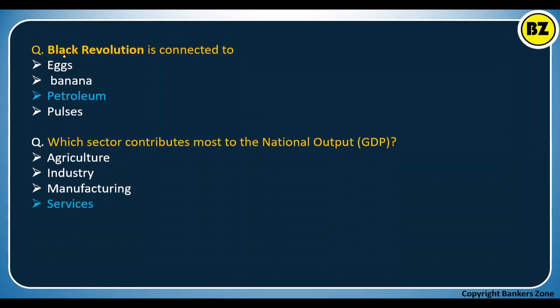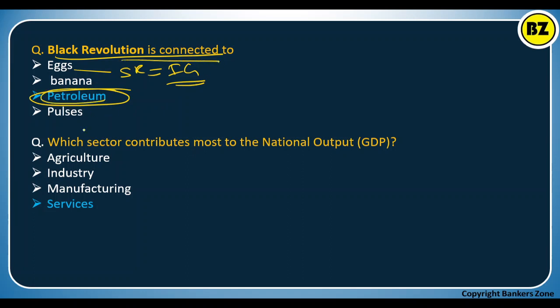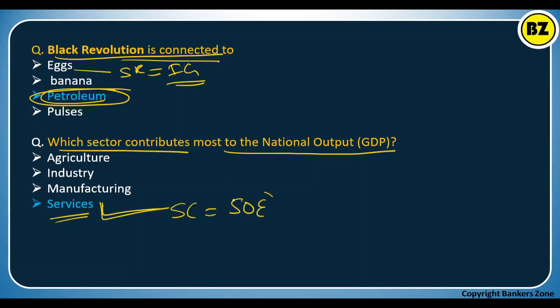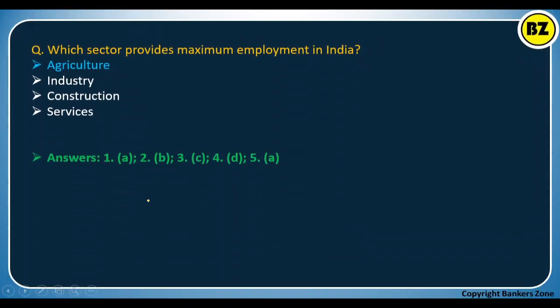Now, what is the black revolution? Remember the color: it is petroleum. For eggs, it is the silver revolution. Its father is Indira Gandhi. Remember it in this way. Petroleum is the black revolution. Which sector contributes the most to national GDP or national output? Obviously, it is the service sector. The highest contribution for India is the service sector, and that's why we are a service oriented economy. Agriculture is around 17%, then industry, and lastly the highest is the services sector. In this way we have compared the question.